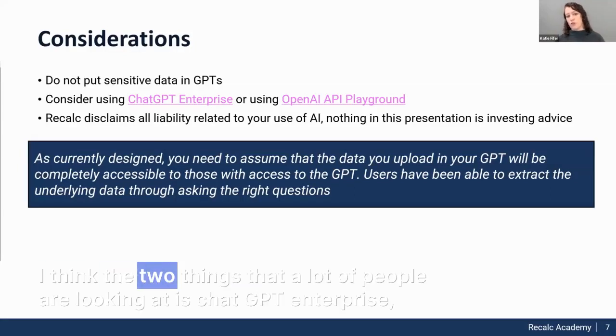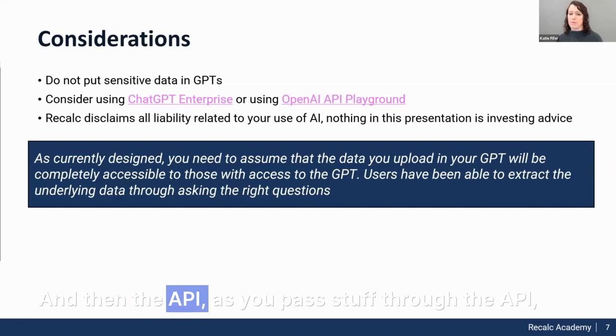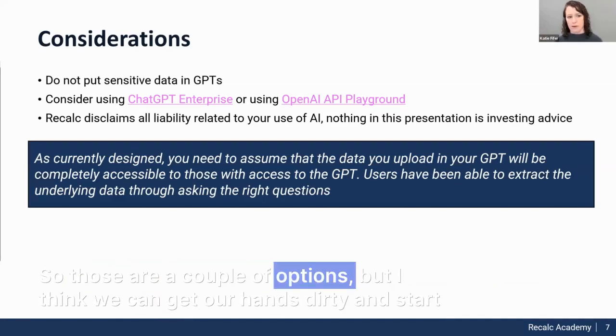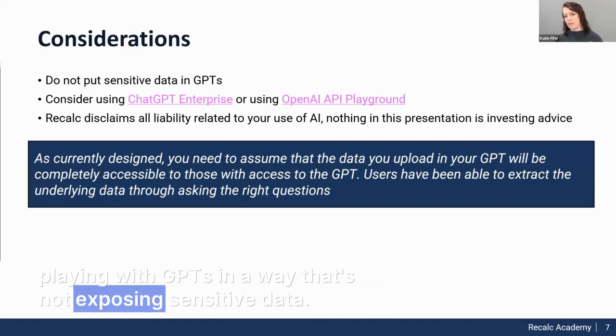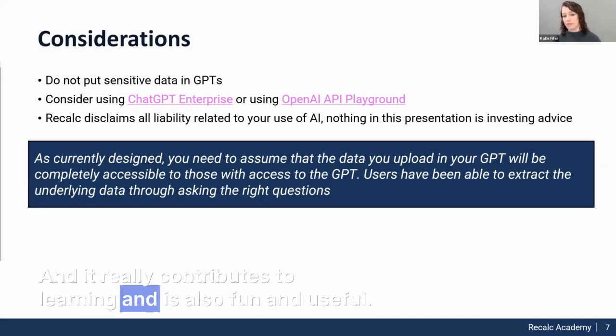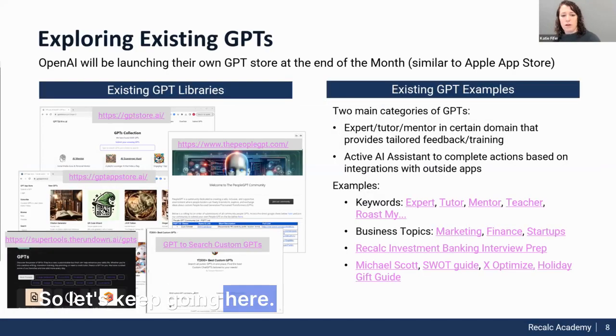I think the two things that a lot of people are looking at are ChatGPT Enterprise, which is a company-wide version that has much stronger data protections, and then the API, as you pass stuff through the API, they've said they're not using that to train. So those are a couple of options. But I think we can get our hands dirty and start playing with GPTs in a way that's not exposing sensitive data. It really contributes to learning and is also fun and useful. So let's keep going here.